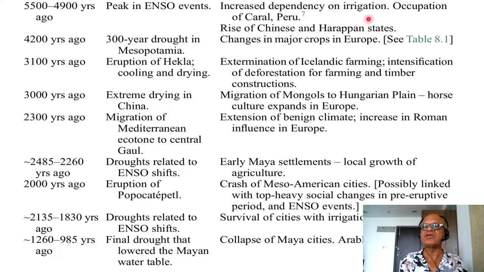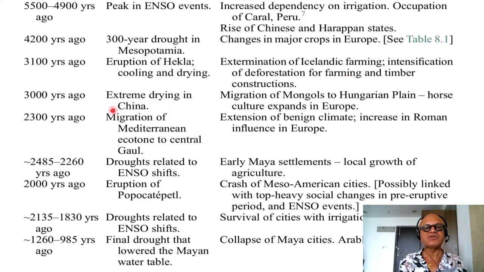Increased dependency on irrigation and occupation of Caral in Peru was a result. Of course, the South American regions get very directly affected by ENSO, especially Peru, Ecuador, Chile, and so on. 4,200 years ago, 300-year drought in Mesopotamia, which also had an impact on the Mohenjo-daro Harappa culture. Changes in major crops in Europe, 3,100 years ago. Eruption of Hekla, cooling and drying, so volcanic eruption. Extermination of Icelandic farming, intensification of deforestation for farming and timber construction.